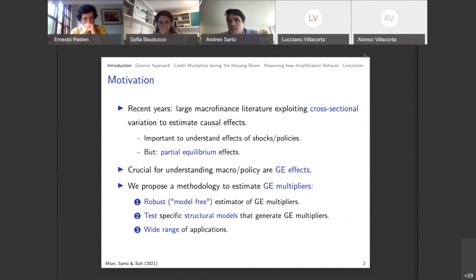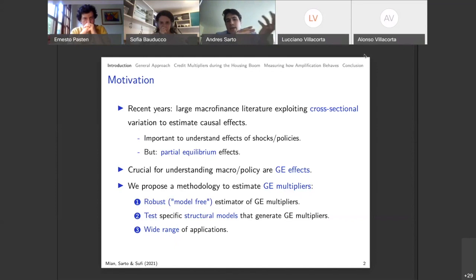What we try to stress with this is that we are not going to rely on a particular structural model to estimate these GE multipliers. In particular, we're not going to even rely on a handful of these models. So there's going to be a class of models under which this is going to deliver consistent estimates. And that's what we mean by relatively model-free.